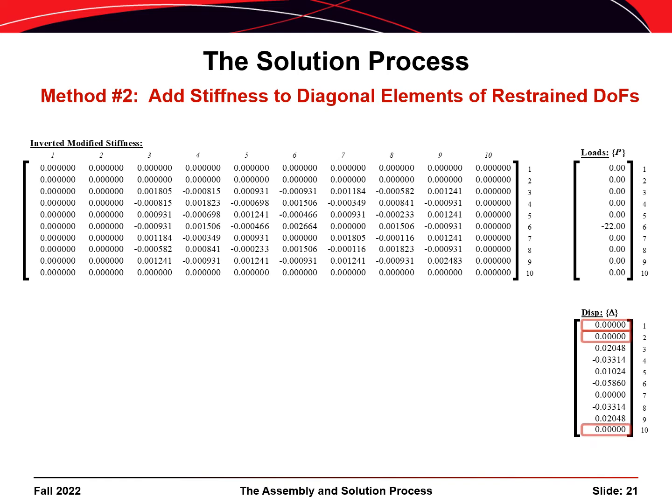A test to determine if the values that were added to the diagonal elements of the stiffness matrix were large enough is to observe that the displacements corresponding to the restrained degrees of freedom are 0 or close enough to 0 to be satisfactory.